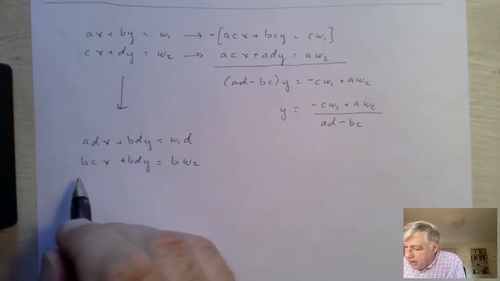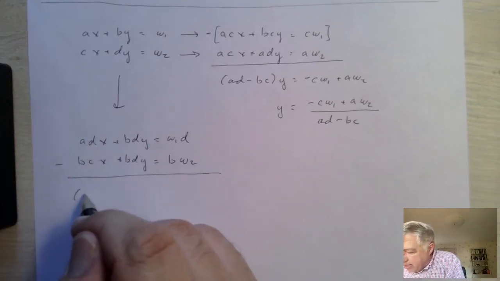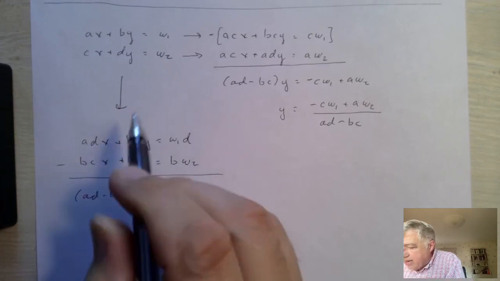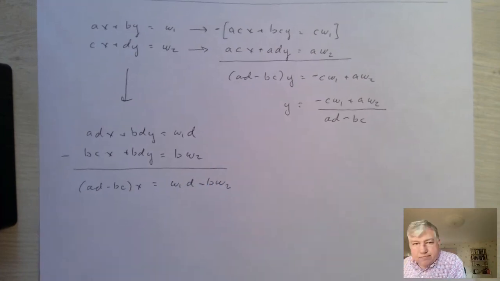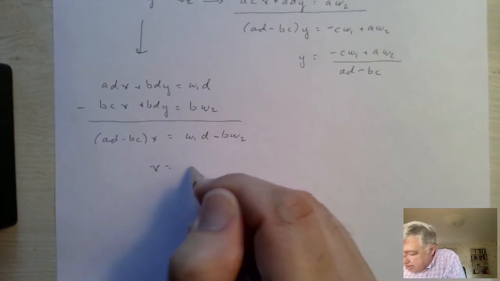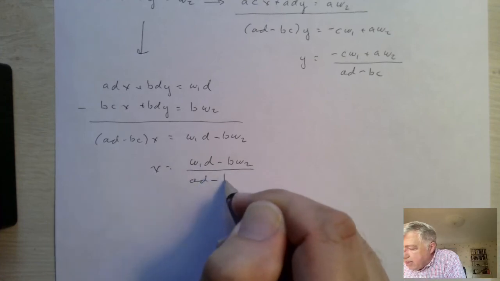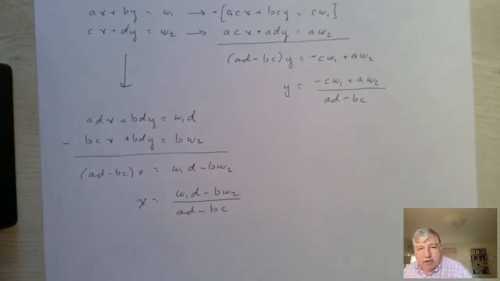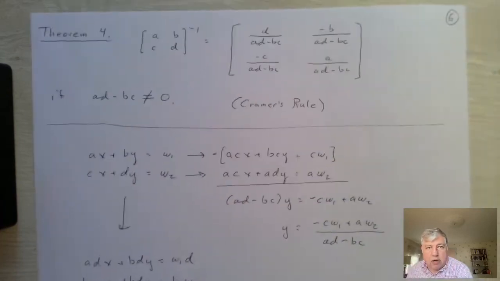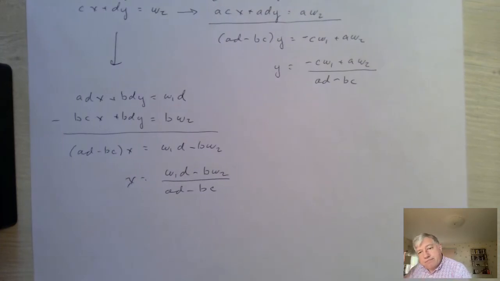And we can subtract the bottom equation from the top equation. We'll get (ad minus bc) times x plus 0 equals w1d minus bw2. So x will be w1d minus bw2 over ad minus bc. All right. So what we've done here is we actually have a general formula to solve any 2x2 system of equations, just using basic high school algebra.